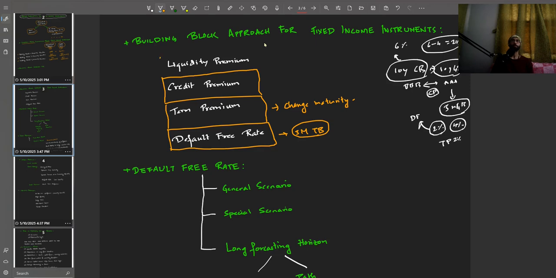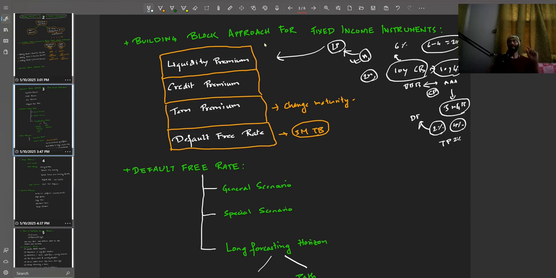Now we come to the fourth block, which is the liquidity premium. The liquidity premium basically depends on the comparative demand and supply of the bond. Let's say a bond is traded n times in a single day, and another bond is traded 2n times in a single day. Here the bond which is trading n times has less liquidity, so this will charge a higher liquidity premium. So this is what we mean by the liquidity premium.